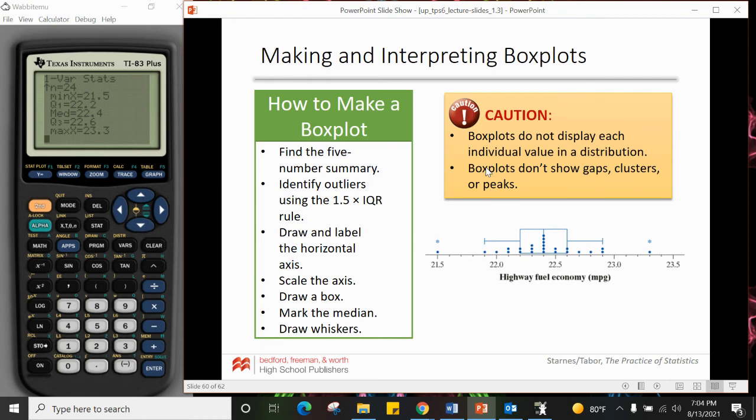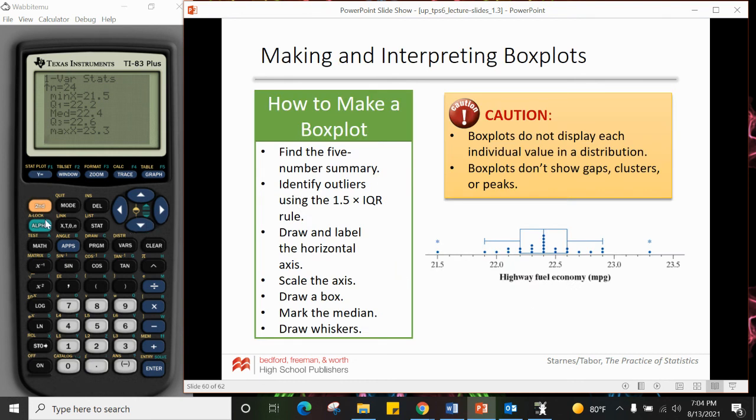The important thing about box plots to remember is they do not display each individual value in a distribution, and box plots don't show gaps, clusters, or peaks, so they don't do the best. Like I said, they really are just a visual representation of the 5-number summary, but they still do a pretty good job to help us out with that.